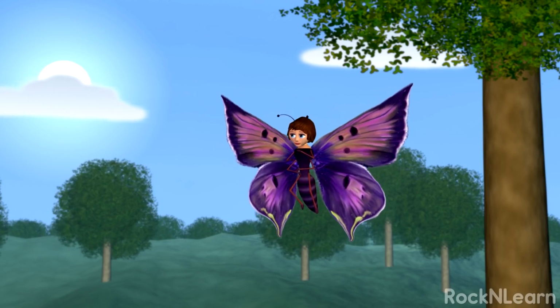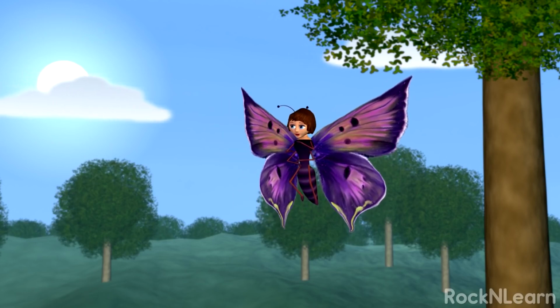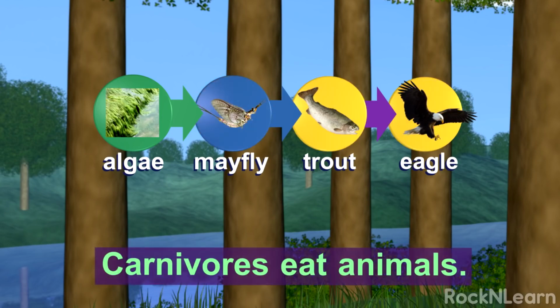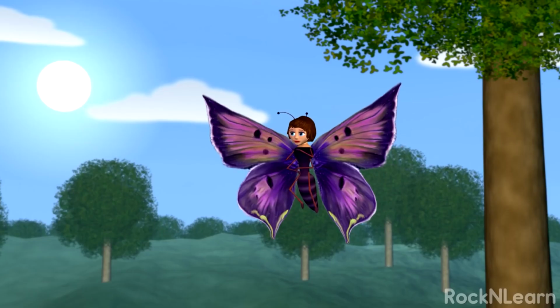Now, which ones are herbivores and which ones are carnivores? The mayflies are herbivores because they only eat algae. The trout and the bald eagle are carnivores because they eat other animals.